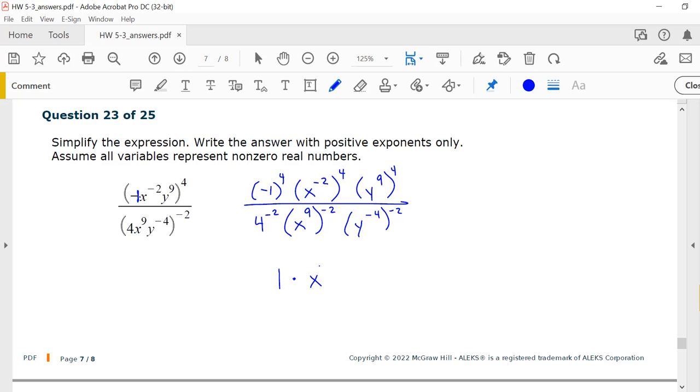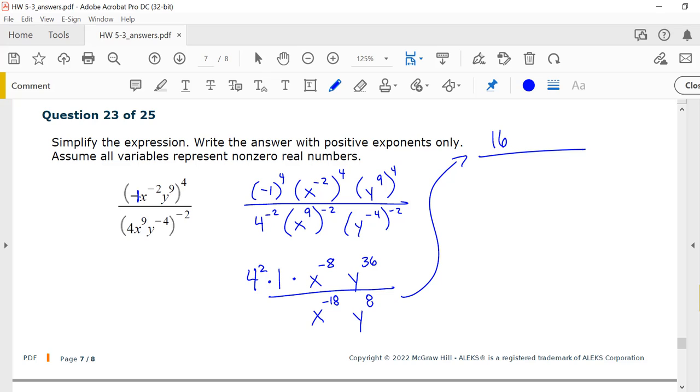x to the negative 2 to the 4 is x to the negative 8. y to the 9 to the 4 is y to the 36. 4 to the negative 2, well, that's going to come up top as 4 to the positive 2. And then I have x to the 9 times negative 2 is negative 18. y to the negative 4 times negative 2 is 8. All right. 4 squared is 16.